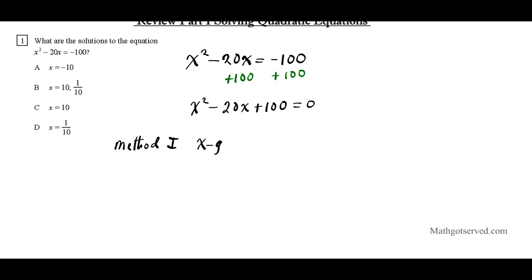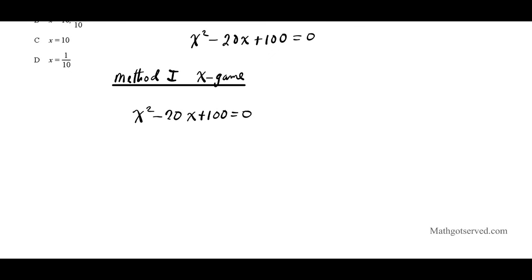Okay. Or you can call it the AC method. All right, so let's go ahead and do this. This is a longer method I'll do first, and then I'll show you a quicker way. So we have x squared minus 20x plus 100 equals 0. So we're going to make our little x on the right. AC goes on top, B goes on the bottom.